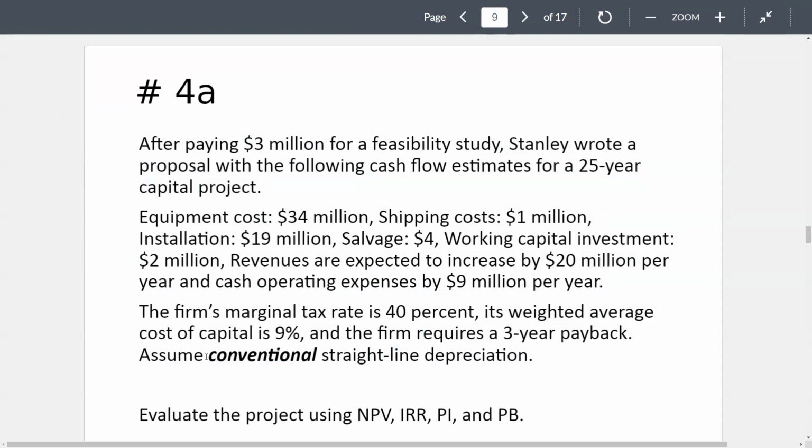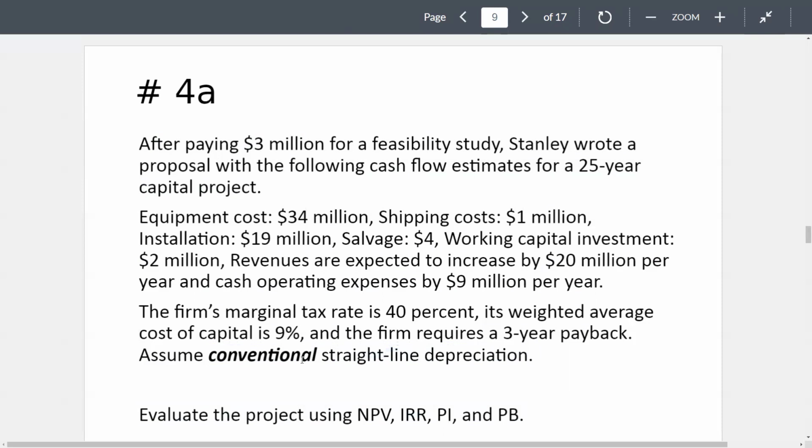All right, so first, this one is conventional straight line. I think on the test mostly it's going to be about simplified straight line. Why is this important? If it's conventional, then the depreciation calculation is going to be different, right?